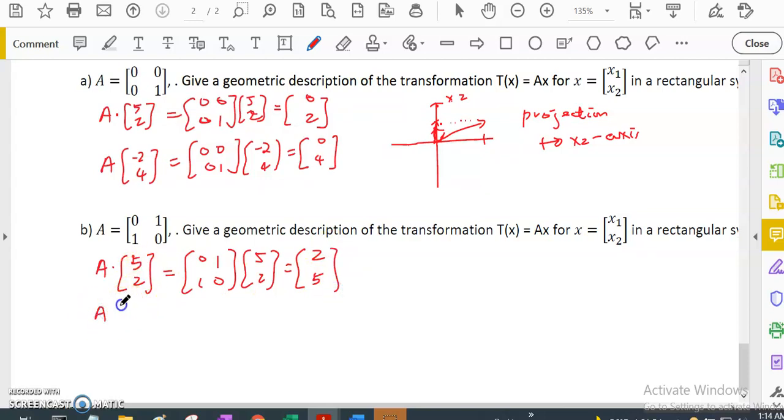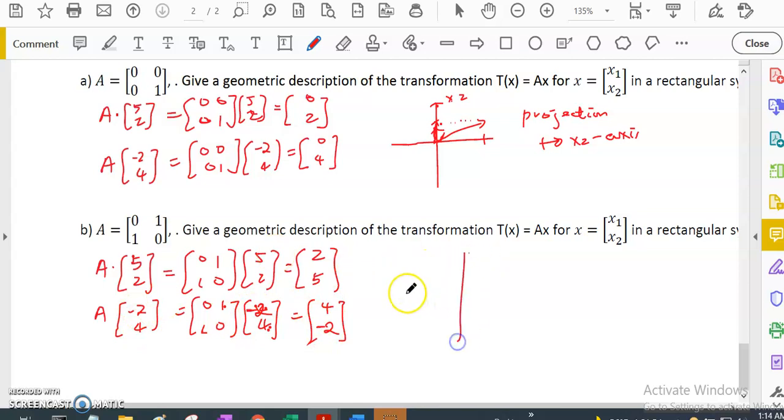So let's see if it's the same for -2, 4. So -2, 4, I would do 0, 1, 1, 0. But -2, 4, -2. So multiply 0 times -2 plus 1 times 4, that's 4. 1 times -2 plus 0 times 4, that's -2. Again, oh, is it negative? Negative, right? This is a negative. So it's 4, -2, your x and y switch.